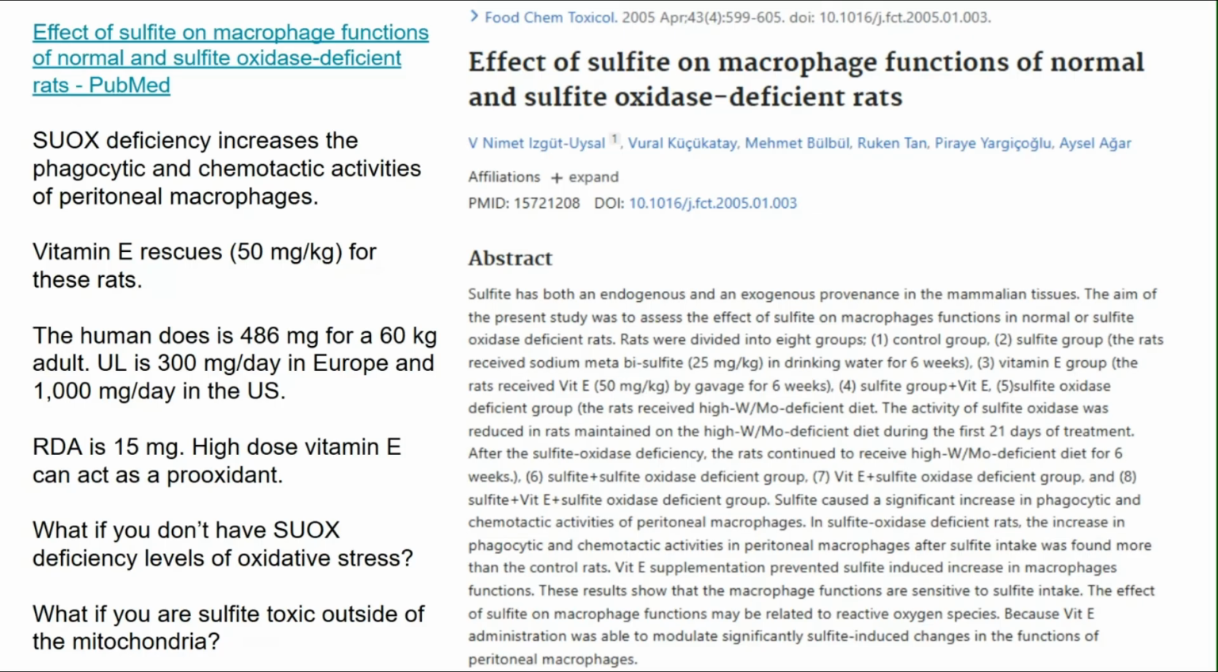The upper limit for vitamin E is 300 milligrams per day in Europe. And in the US, we give a generous 1,000 milligrams per day. The RDA is 15 milligrams. So high dose vitamin E can be problematic because it can act as a pro-oxidant. If you take too much, sometimes things that are antioxidants become pro-oxidant.